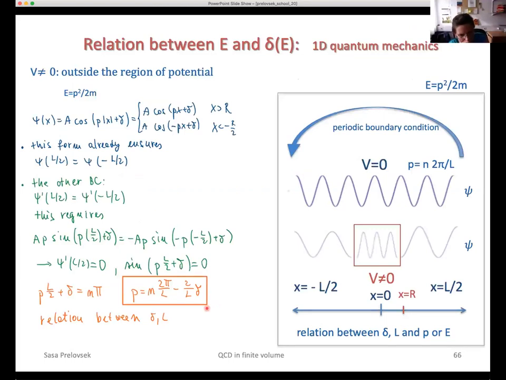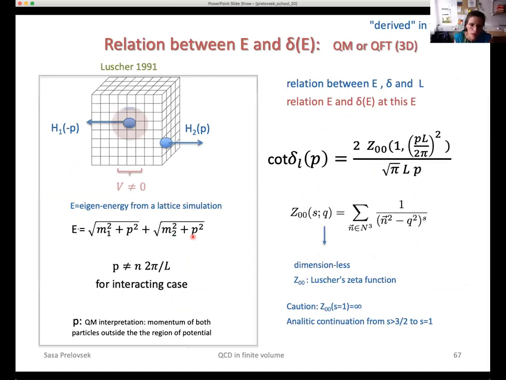But here we see that the momentum outside the region of potential has to be shifted due to the interaction. And then it has to be like this. And from this momentum, you directly compute the energy. But if there is no phase shift, you'll get n times 2 pi over L again. Now here, if there is no interaction, it turns out that cotangent delta will be equal to infinity, since the phase shift is zero.